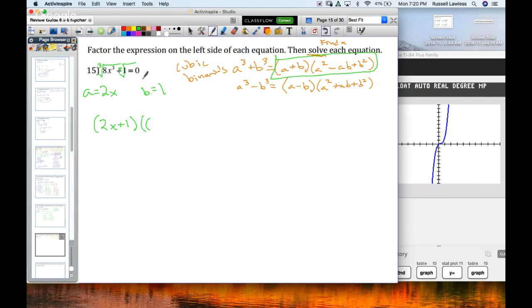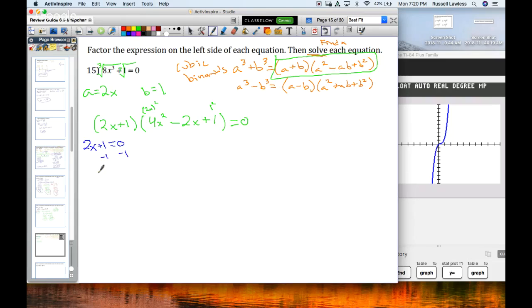times 2x squared. Now 2x squared is just going to be 4x squared because that's just taking 2x and squaring it, subtracted by AB, which in this case will just be 1 times 2x, plus b squared. And b squared would be 1 squared, which is just 1. Now remember that I said that this part is not factorable, so we're going to have to solve that part with the quadratic equation, but I'm going to solve this part first. So I'm going to set this 2x plus 1 equal to 0.